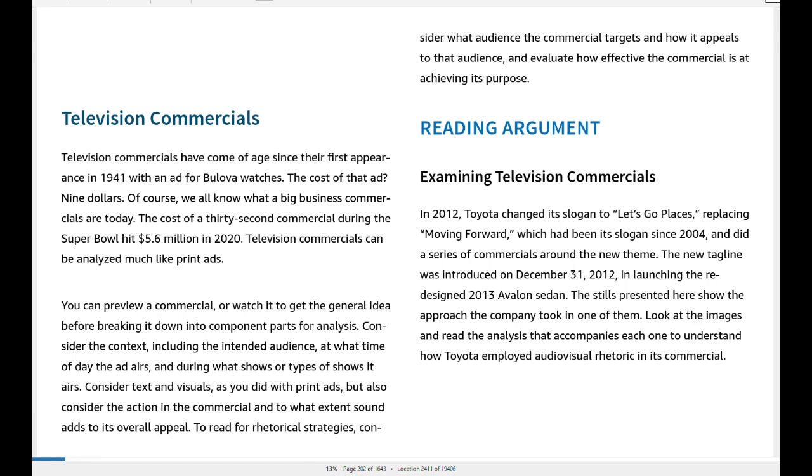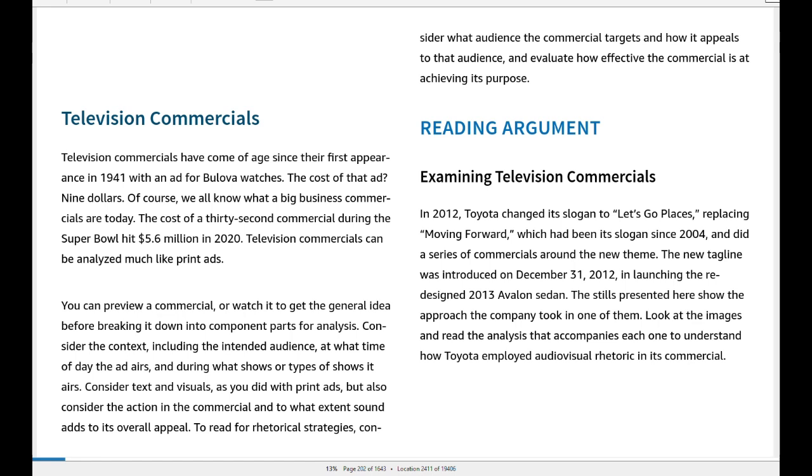To read for rhetorical strategies, consider what audience the commercial targets and how it appeals to that audience, and evaluate how effective the commercial is at achieving its purpose. Reading argument, examining television commercials.